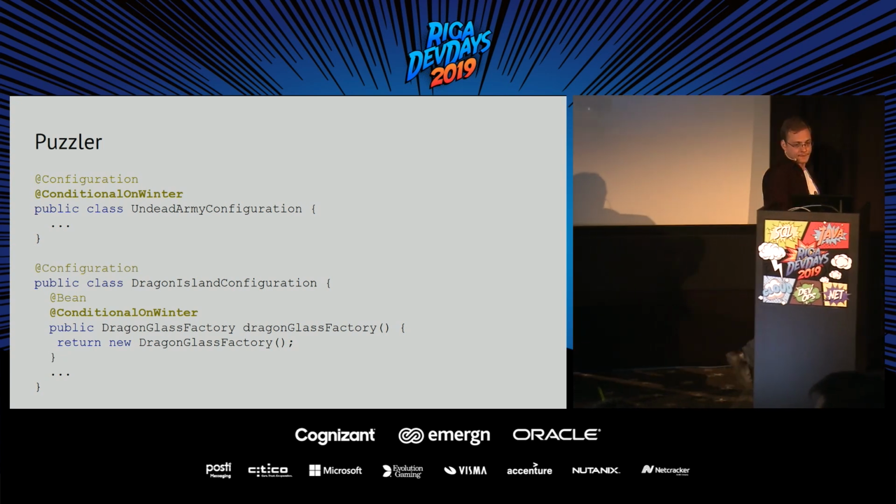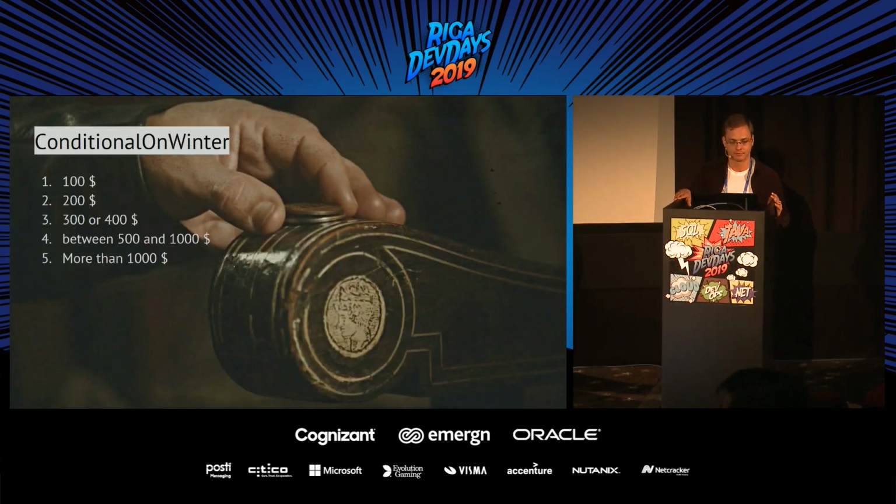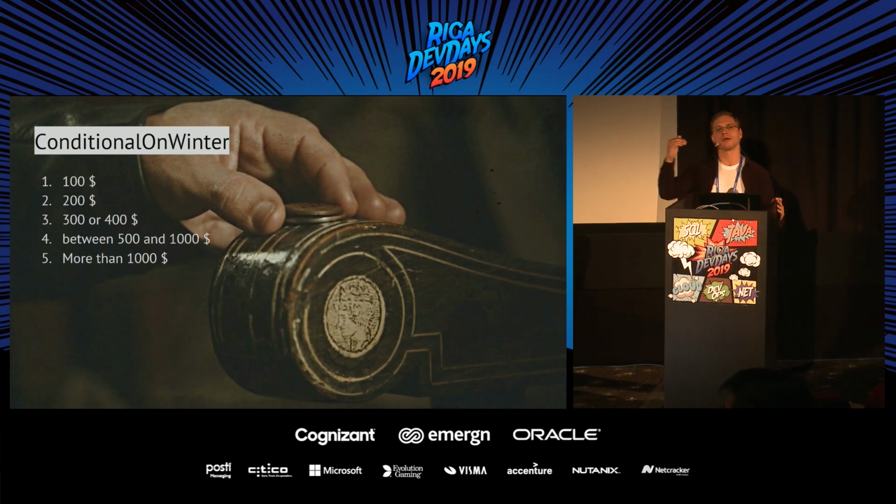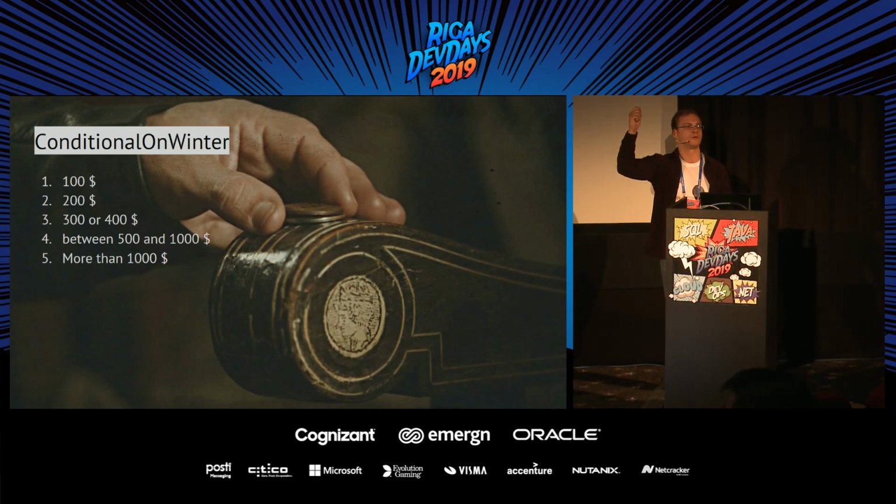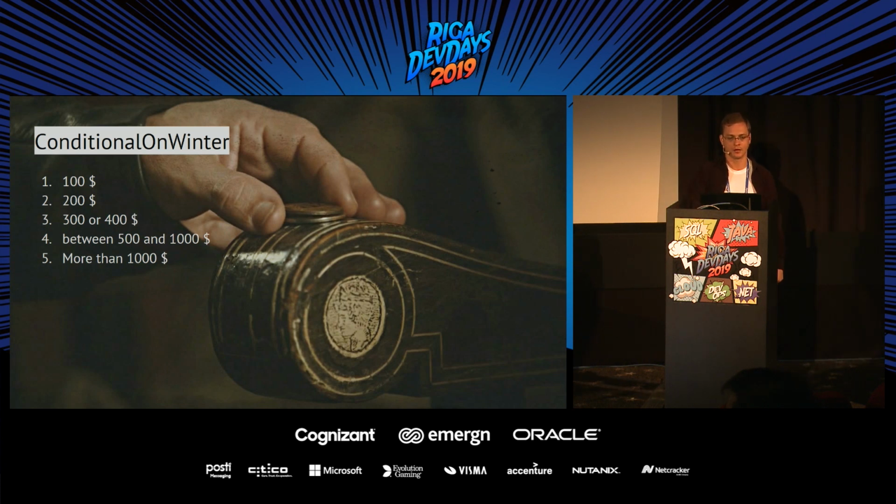Okay, let's see. So this is the question. For example, per each invocation, we should pay $100. So it will be $100 if Spring is smart and caches the answer from my conditional class. Maybe Spring is stupid and will not cache, so it will be $200, because I have this annotation in two places. And there are other strange answers.